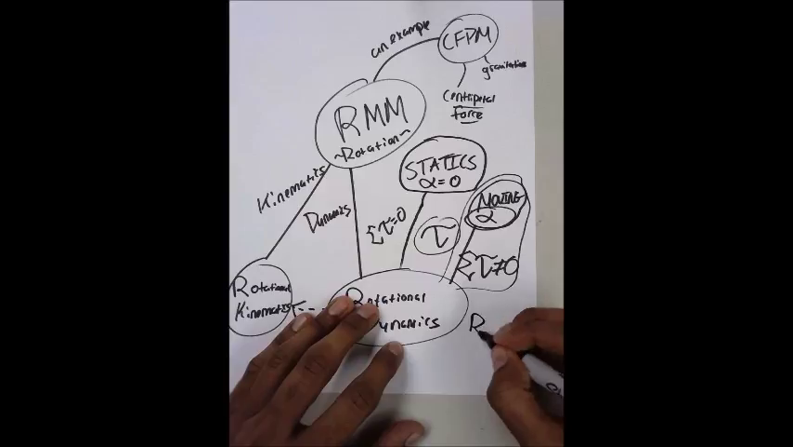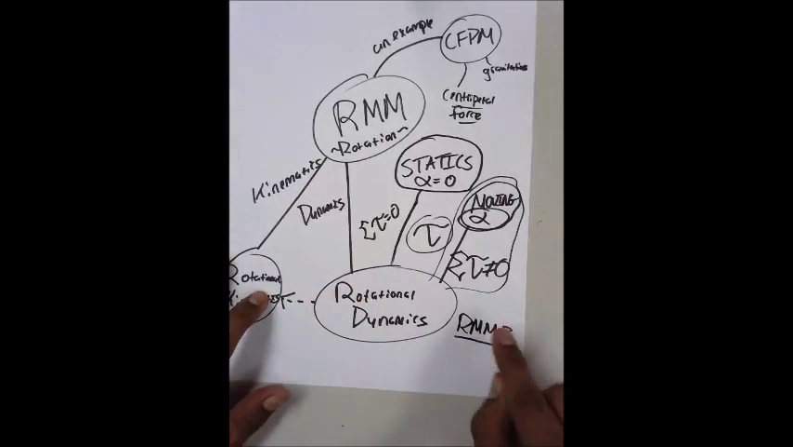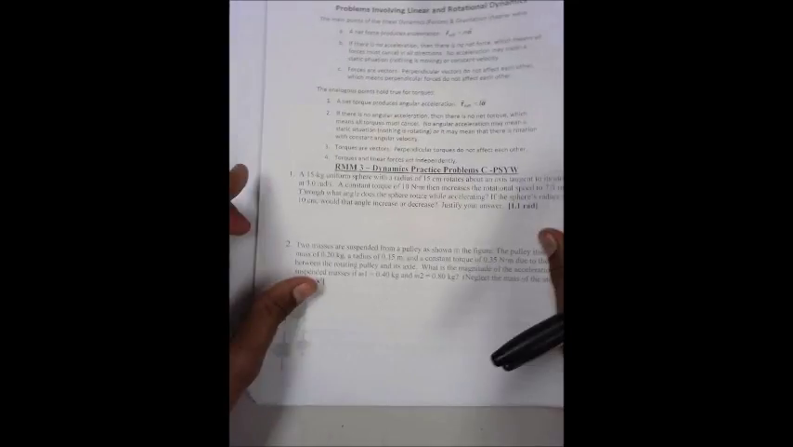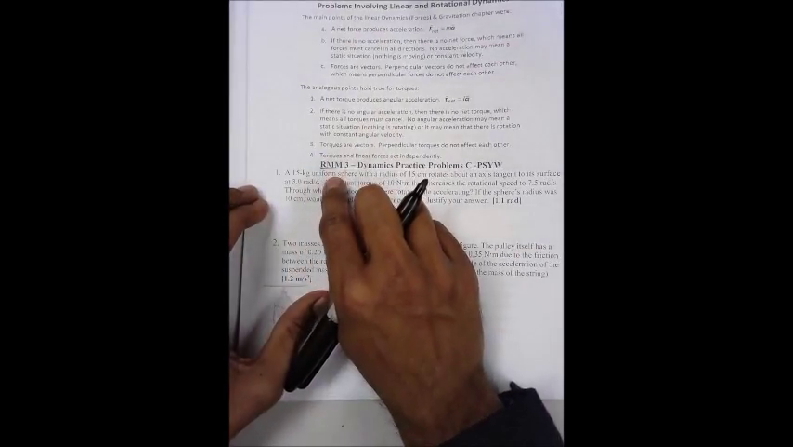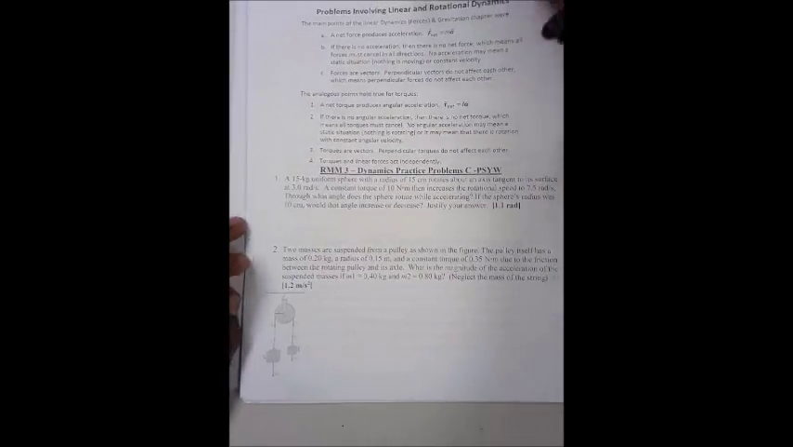This still fits with RMM3, but this is going to transition us into work and energy. All right, so to start us off, I'm going to go through example problem 1 on RMM3, dynamics practice problem C. So we're flipping back a page. Now, I'm going to read this problem and draw a little sketch on this paper, and I'll walk you through how to solve this problem.